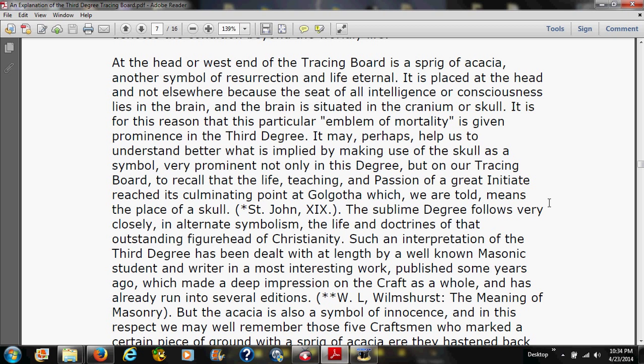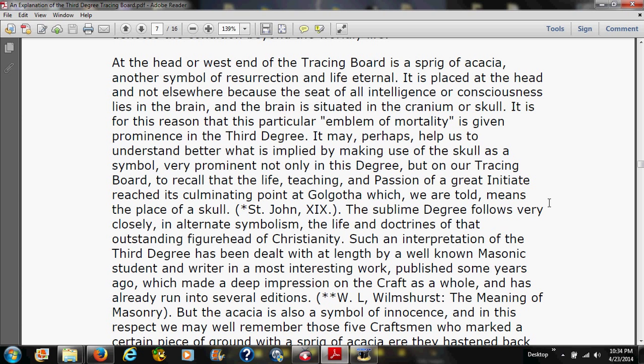And at the head or west end of the tracing board is a sprig of acacia, another symbol of resurrection and life eternal. It is placed at the head and not elsewhere because the seat of all intelligence or consciousness lies in the brain, and the brain is situated in the cranium or the skull, and it is for this reason that this particular emblem of mortality is given prominence in the third degree.